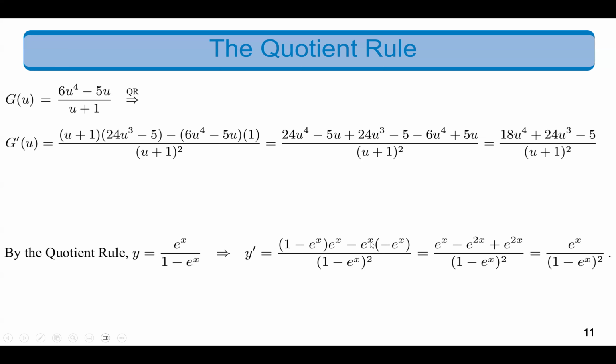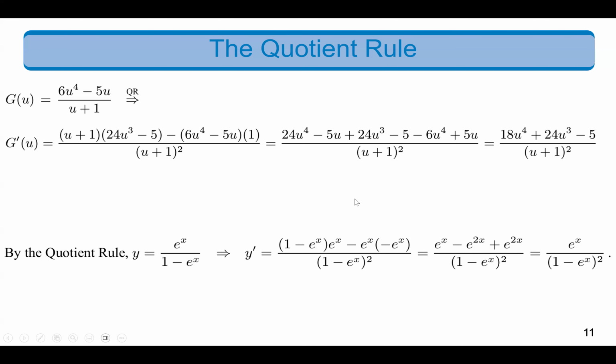Excuse me, when I say e^x, I mean to say e to the power x. So here we just multiply out our expression. We get e to the power x minus e to the power 2x plus e to the power 2x, all over (1 minus e to the power x) squared. So here we can see that for e to the power 2x, we have a negative and a positive, they cancel. So the final answer will be e to the power x divided by (1 minus e to the power x) squared.